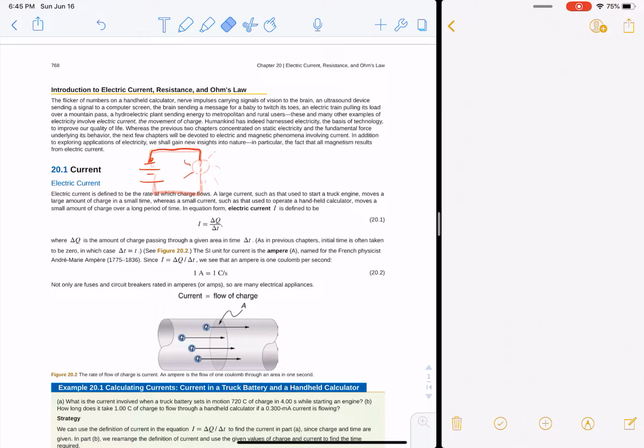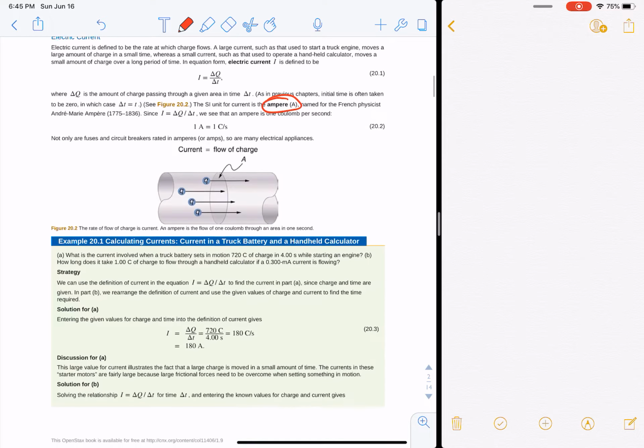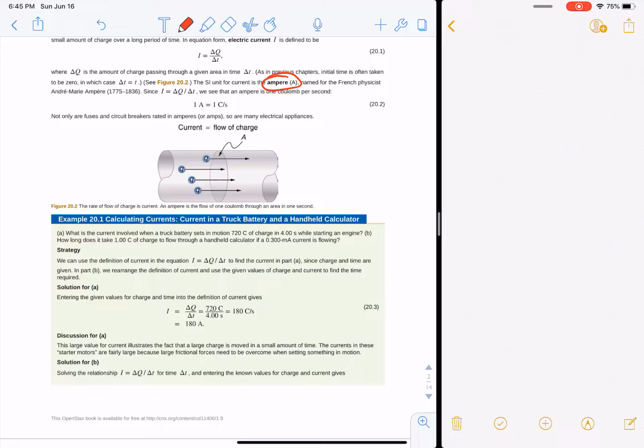When we talk about current, we're talking about an electron being forced to move some distance. That motion of the electrons is at the root of all of our power. Current is defined as the change in charge over change in time. Change in Q is in coulombs, and t is measured in seconds. The SI unit, not the imperial system, but the SI system, is the ampere, after a guy named Andre Marie Ampere.